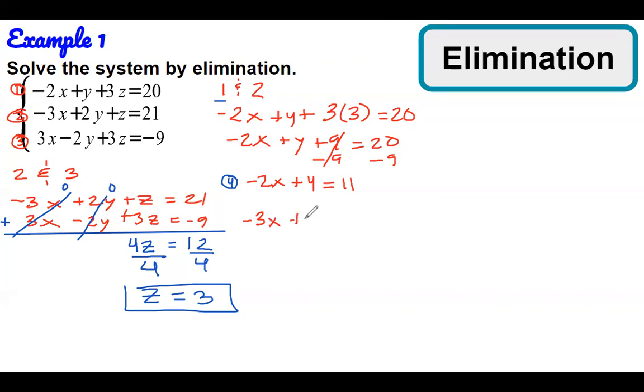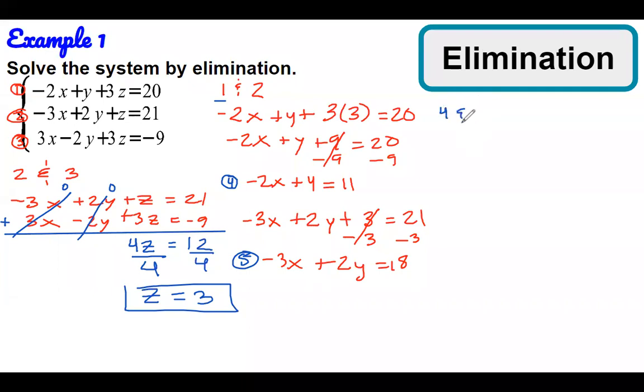x plus 2y plus, instead of z, I'm going to write 3 equals 21. All I have to do is subtract 3. I'm left with negative 3x plus 2y equals 21 minus 3, 18. This is going to be labeled as equation number 5. Now that I did 1 and 2, I'm going to go ahead and use 4 and 5.